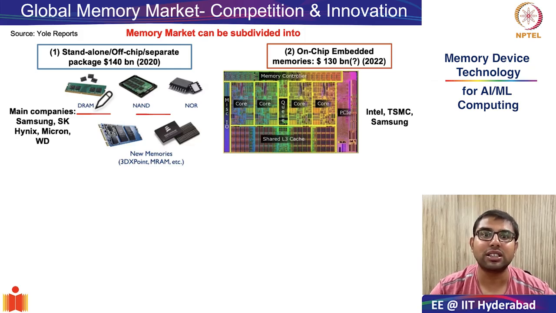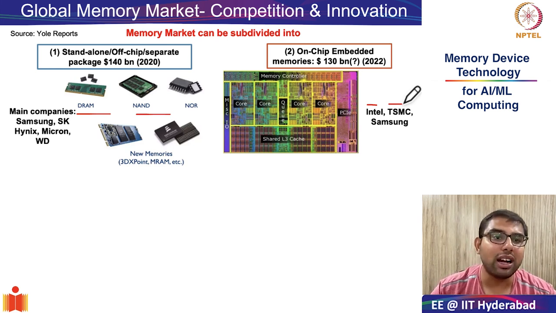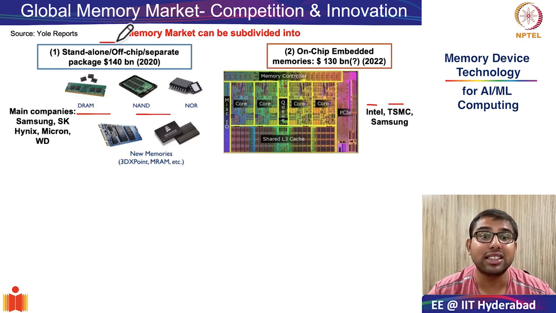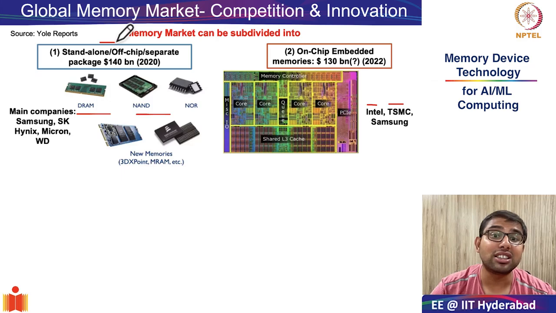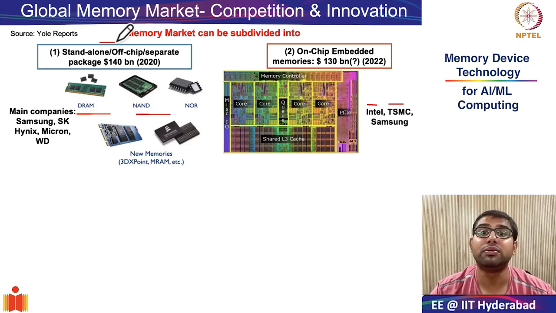Remember, your SRAM is essentially part of L1, L2, and L3 cache. So their primary manufacturers are manufacturers of advanced technology nodes such as Intel, TSMC, Samsung, etc. And we were very surprised to know that the size of the on-chip embedded memory and that of your standalone memory is roughly the same. This is because on-chip memories in the latest transistor technology node are very, very expensive.